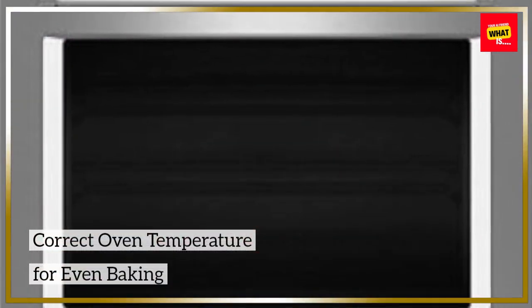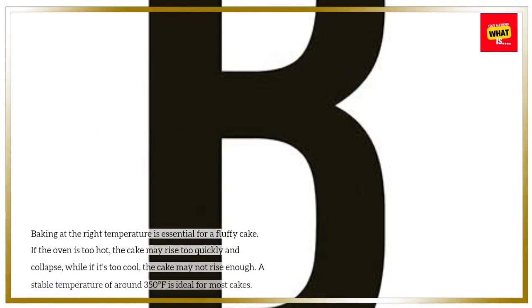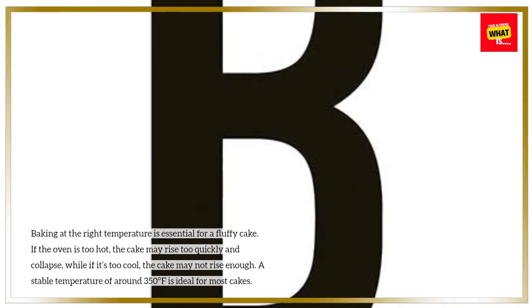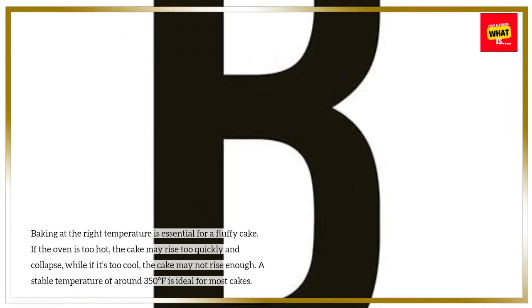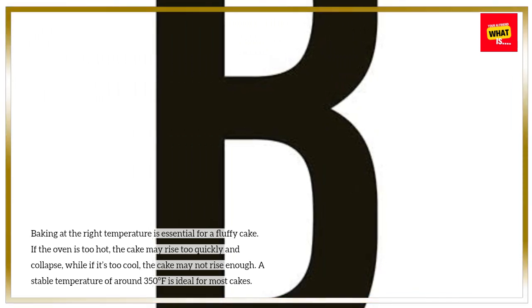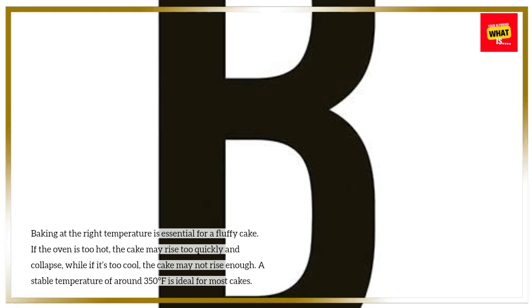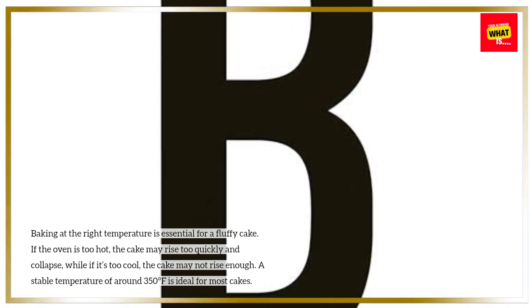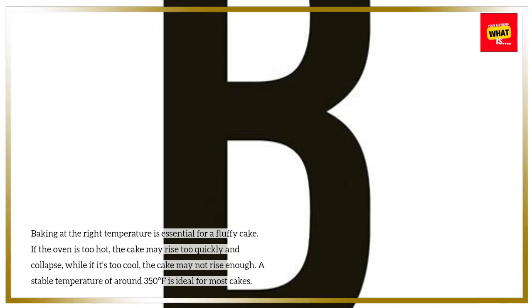Correct oven temperature for even baking. Baking at the right temperature is essential for a fluffy cake. If the oven is too hot, the cake may rise too quickly and collapse, while if it's too cool, the cake may not rise enough. A stable temperature of around 350 degrees Fahrenheit is ideal for most cakes.